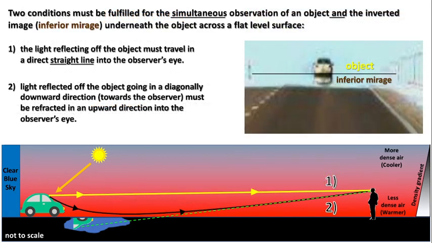Two conditions must be fulfilled for the simultaneous observation of an object and the inverted image, or inferior mirage, underneath the object across a flat level surface. 1. The light reflecting off the object must travel in a direct straight line into the observer's eye. 2. Light reflected off the object going in a diagonally downward direction towards the observer must be refracted in an upward direction into the observer's eye.